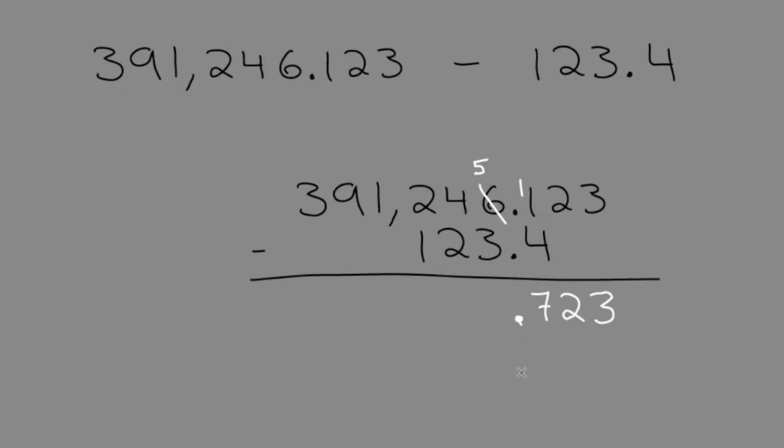And then you do 5 minus 3 is 2. 4 minus 2 is 2. 2 minus 1 is 1. Put the little dash. 1 minus nothing is 1. 9 minus 0 is 9. 3 minus 0 is 3. And the number is 391,122.723. Did I say that right?